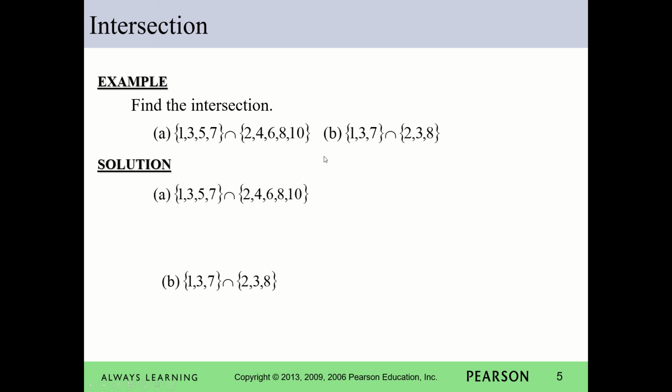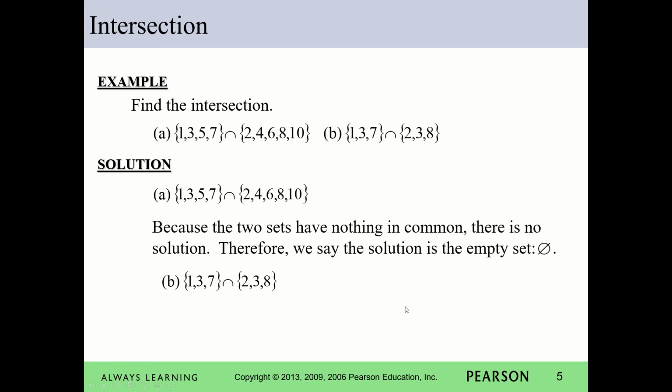So for part A, what it's asking for is what do these two sets have in common? So essentially, I want you to look inside these sets and tell me what they share. What do they have in common? What intersects? We have 1, 3, 5, 7, 2, 4, 6, 8, 10. Do they have anything in common? No. So the solution is nothing. It's the empty set.